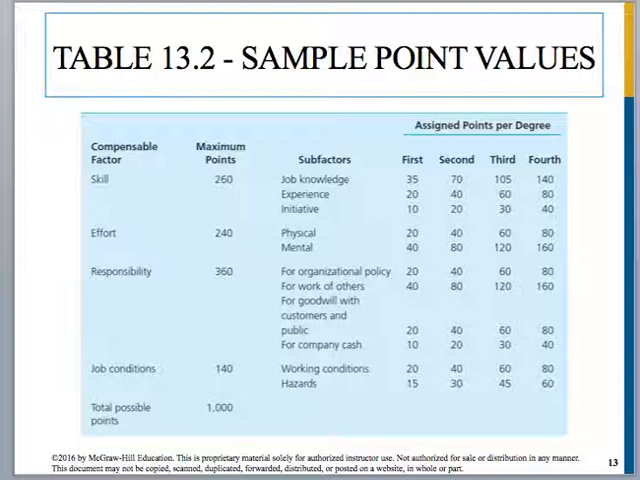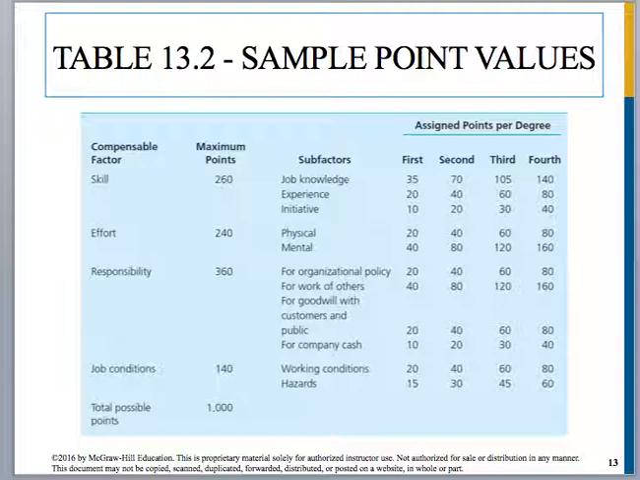You see the compensable factors are skills, effort, responsibility, and job conditions, and then you'll see the total possible points that could be assigned. The maximum points for skill would be 260, maximum points for effort 240, maximum points for responsibility was 360, and the maximum for job conditions was 140. When all those maximum points were calculated, it came up to 1,000. So that was the total possible points that could be factored in.